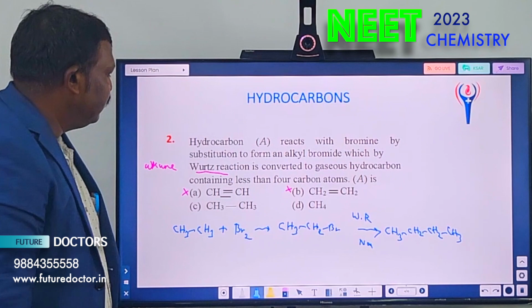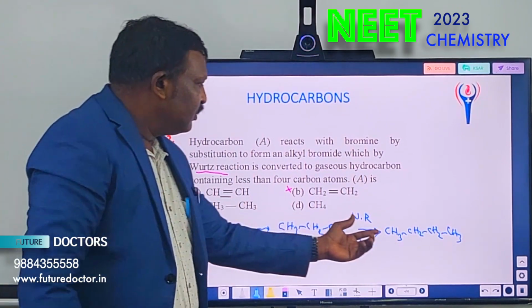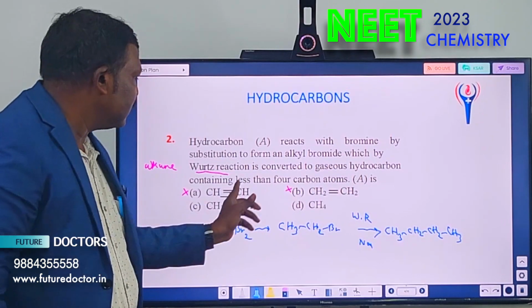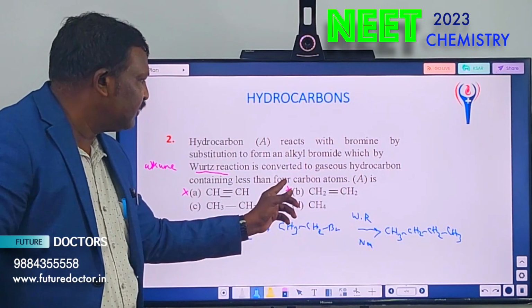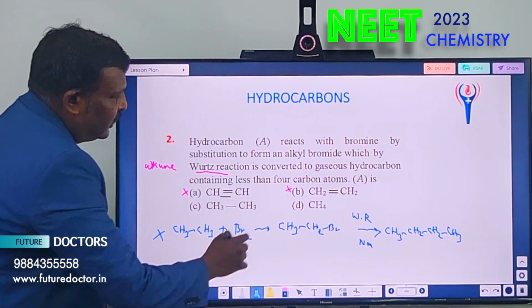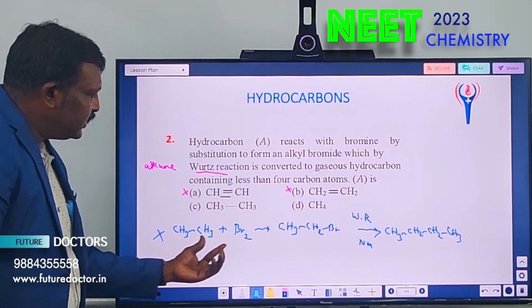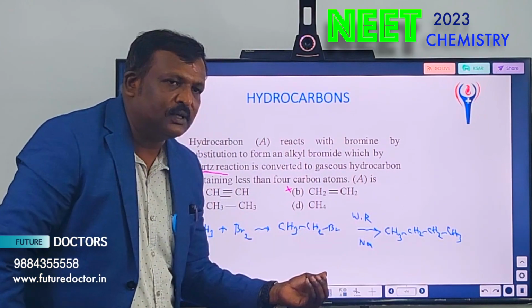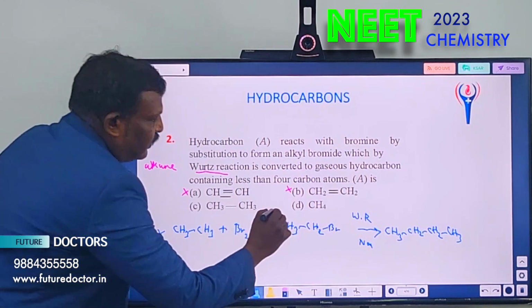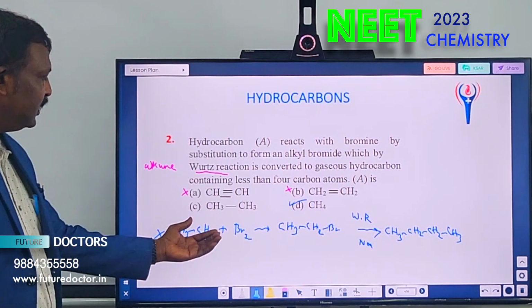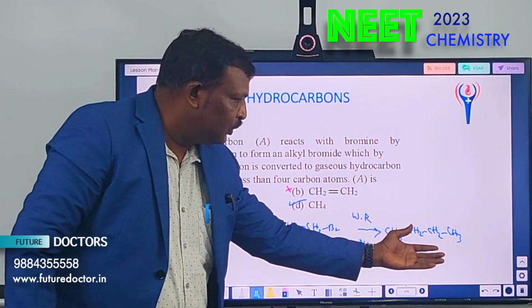If you use this alkane, we get twice the carbon, so it will be more. But they are asking to get a gaseous hydrocarbon with less than 4 carbon atoms. So this kind of alkane we should not take. We can take only methane. If you use methane plus bromine, we get methyl bromide. Again, this undergoes the Wurtz reaction to give ethane only. So D is the correct answer. If you use ethane, we would be getting N-butane.